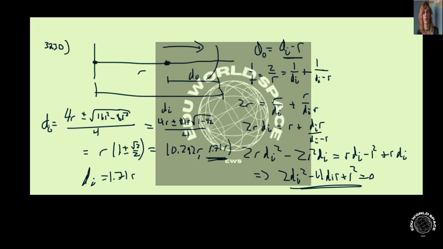Cool. So now let's use the magnification equation to find what this is. Negative di over d naught. This is 1.71r over 1.71r minus r. And that's negative 2.41. Awesome.